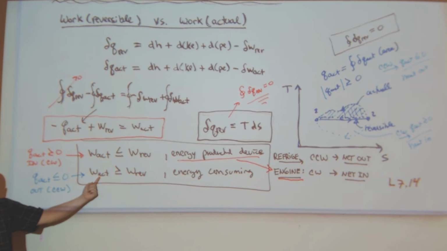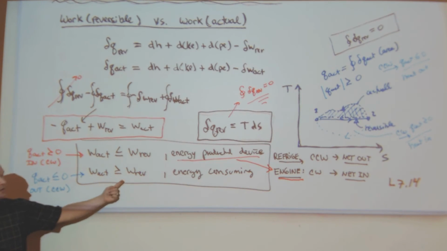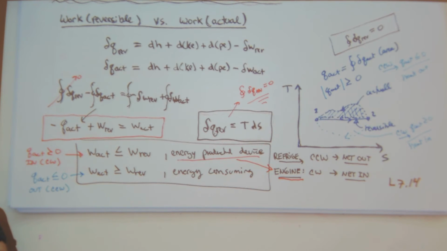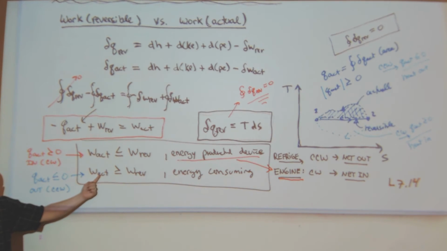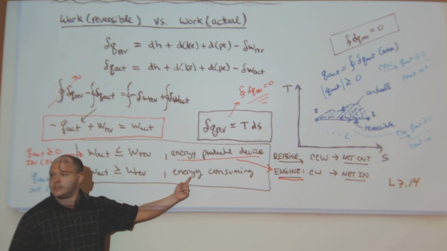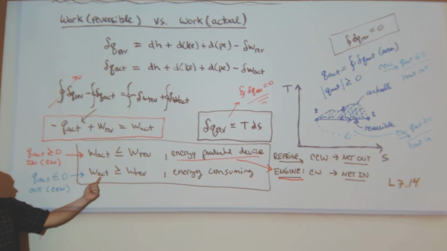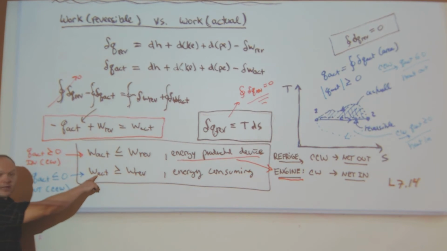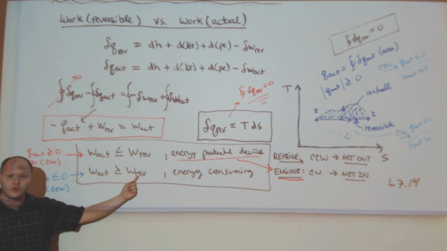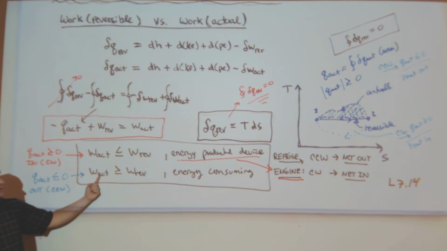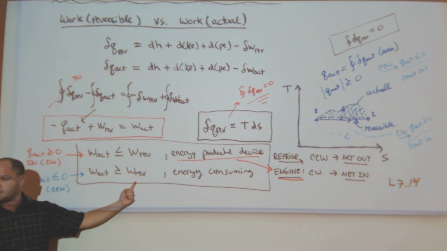My actual work, this is consumed or output for an energy consuming device. Right. So my refrigerator is never 100% efficient. My pump is never 100% efficient. So the energy the pump consumes, or the energy I have to put in, is always going to be more than what the reversible case would be. There's always friction or something. So for an energy consuming device, you always have to put in more energy or do more work to get the product than you would in a reversible case.